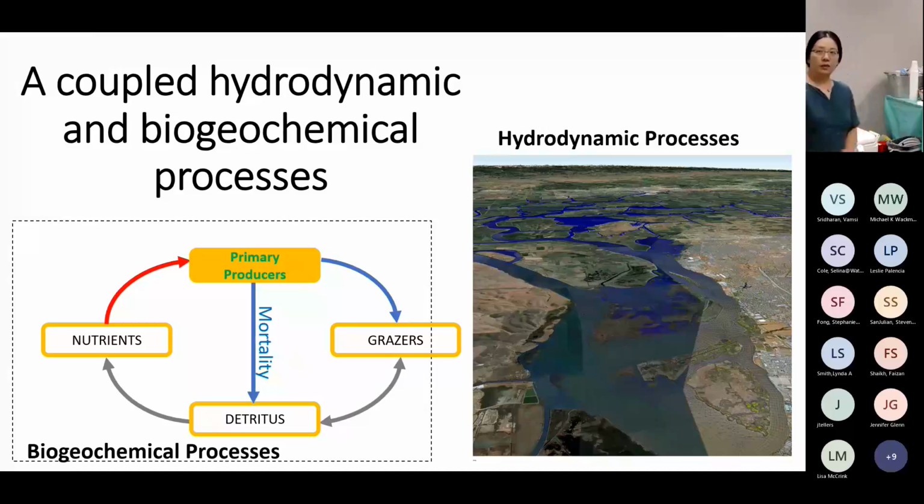One thing I'd like to mention is that the coupling we use is only one-way coupling. That means the output from the hydrodynamic model is used as input for the biogeochemical model. However, this specific hydrodynamic model platform also allows two-way coupling, which means that things like submerged aquatic vegetation affecting the flow can be integrated through a two-way coupling approach.